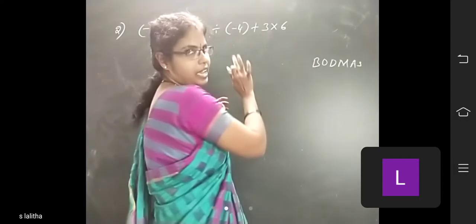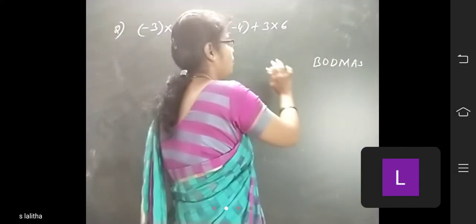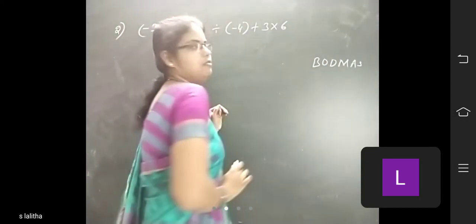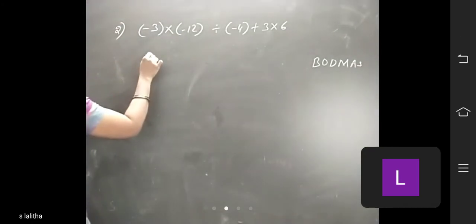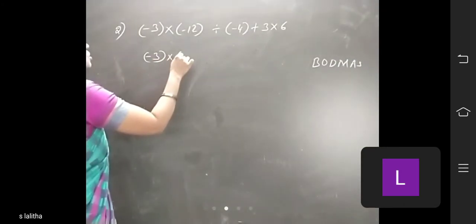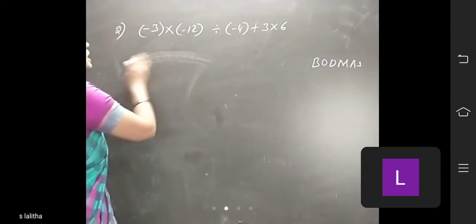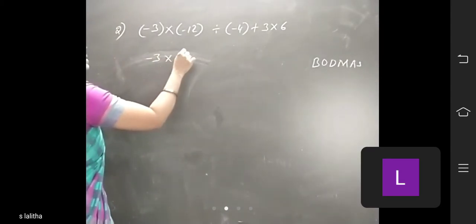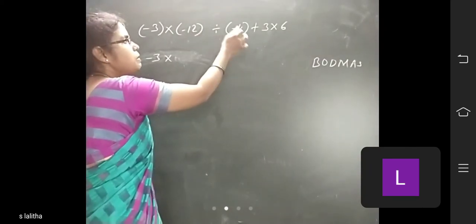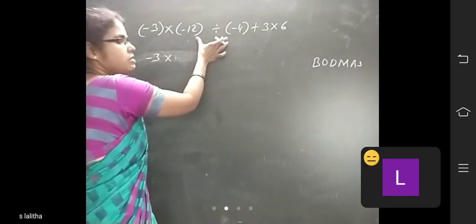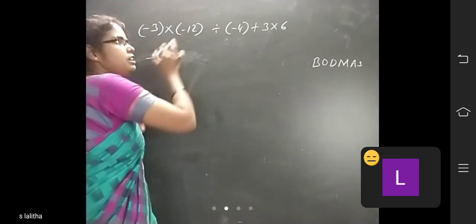Brackets, there are no brackets. Of, there is no of. D means division. Division is there, no? So first you should do minus 3 into minus 12. You should remove the brackets. Minus 3 into minus 12. Sorry, minus 12 divided by minus 4. First you should do division, no? Minus 12 divided by minus 4.